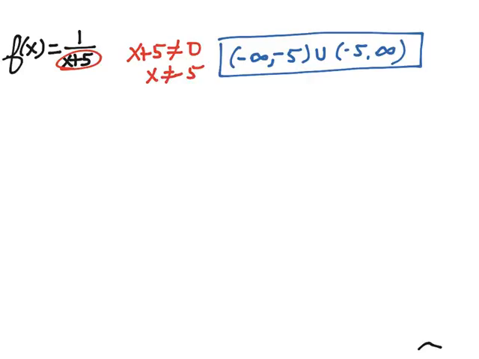Note that we used parentheses with the negative 5 because the negative 5 was not included in the domain, and it's also standard notation that we always use a parenthesis when we use infinity.